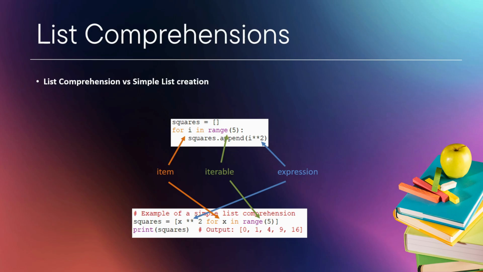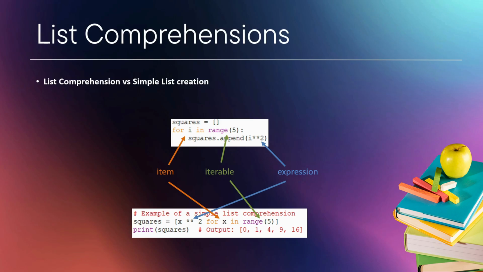You can see the item in the first one, for i in range, the item is i. In the second one, again, the same exact concept. The iterable is the same exact. We can also use a list as the iterable. Instead of range 5, I could say an existing list is there, and I could put that list there.